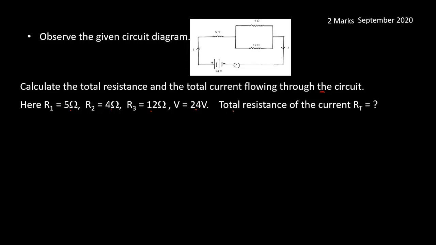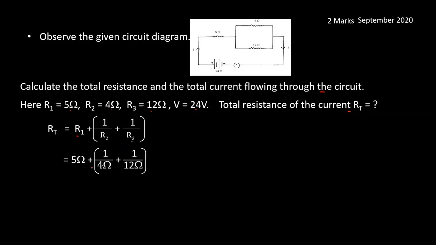First, we will find total resistance of the circuit, that is RT. In this diagram, resistor R1 is connected in series and R2 and R3 resistors are connected in parallel. So, we can write this as R1 plus 1 divided by R2 plus 1 divided by R3. Now, substitute the values of R1, R2, R3. R1 is 5 ohm plus 1 divided by R2 is 4 ohm plus 1 divided by R3 is 12 ohm.